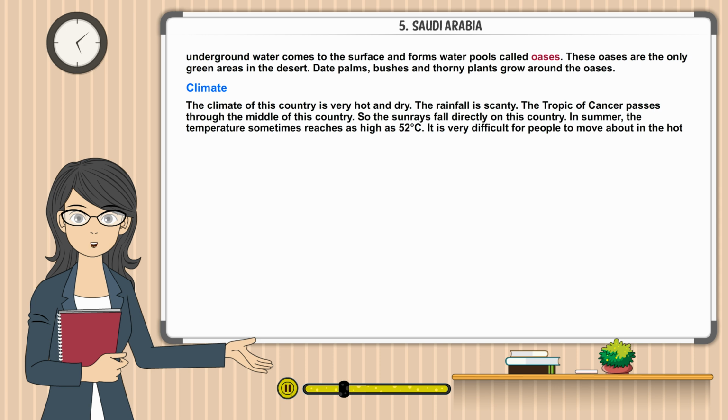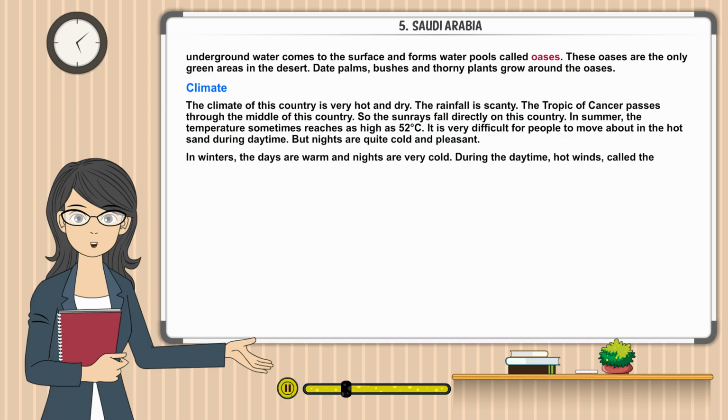It is very difficult for people to move about in the hot sun during daytime, but nights are quite cold and pleasant. In winters, the days are warm and nights are very cold. During the daytime, hot winds, called the shamal, cause dust storms. The only part that receives some rainfall in Saudi Arabia is Asir.